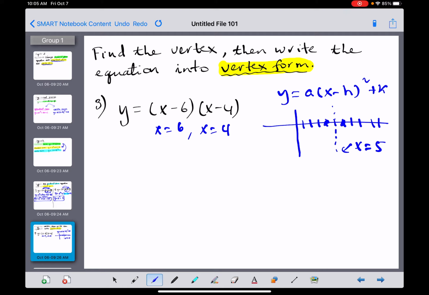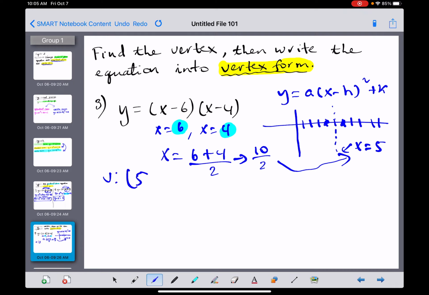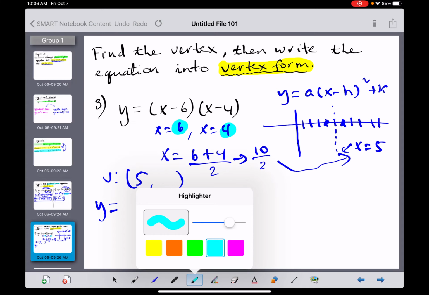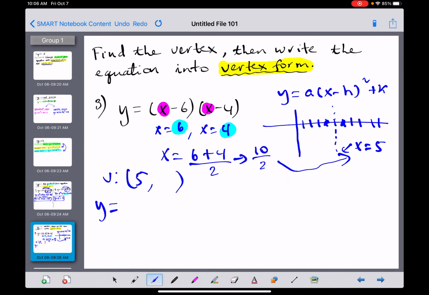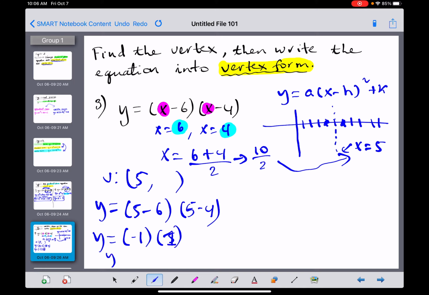That's one way of looking at it. Another way to look at this is that you can find the axis of symmetry by adding these two x-intercepts up and then dividing by 2. So it's like this. 6 plus 4 divided by 2, which is 10 divided by 2. And notice it's also x equal to 5, right? So we just found half of our vertex. To find the other half, you're going to take the 5 and plug it into where the x is right here, okay? So it's going to be 5 minus 6 times 5 minus 4. So y is equal to negative 1 times 1, and that's negative 1. So our vertex is 5 comma negative 1.